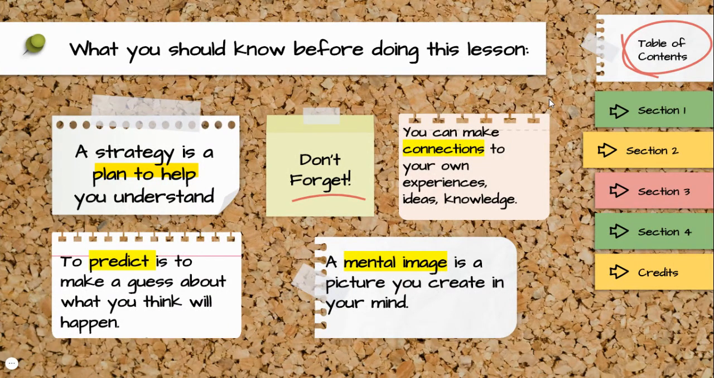What you should know before doing this lesson. A strategy is a plan to help you understand. To predict is to make a guess about what you think will happen. You can make connections to your own experiences, ideas, and knowledge. A mental image is a picture you create in your mind.